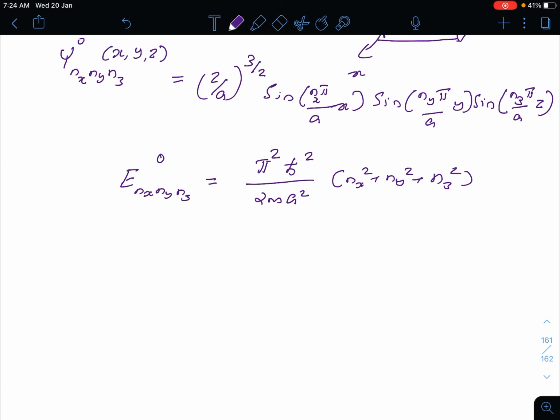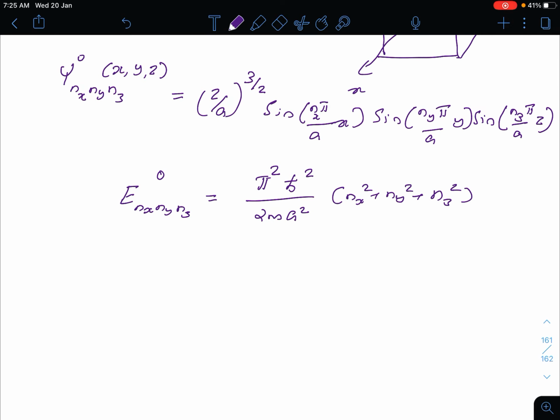Now what is the minimum energy available? The minimum energy will be available when nx is equal to ny is equal to nz is equal to 1. That is the lowest state, because nx, ny, nz can take only positive integer values. So 1 is the minimum. That means psi 0 1 1 1 of x, y, z is the ground state.